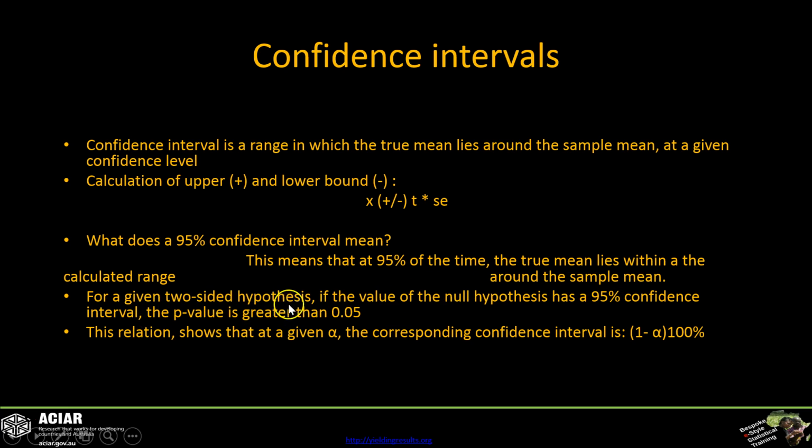For a given two-sided hypothesis, if the value of the null hypothesis lies within the 95% confidence interval, the p-value is greater than 0.05. This relation shows that at a given alpha, the corresponding confidence interval is 1 minus alpha times 100.